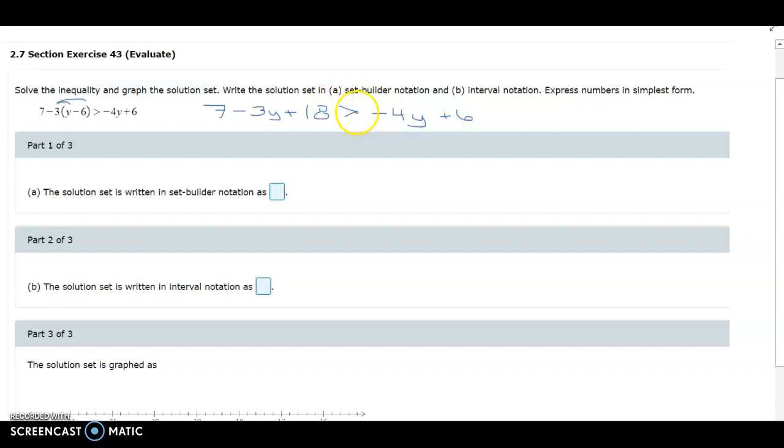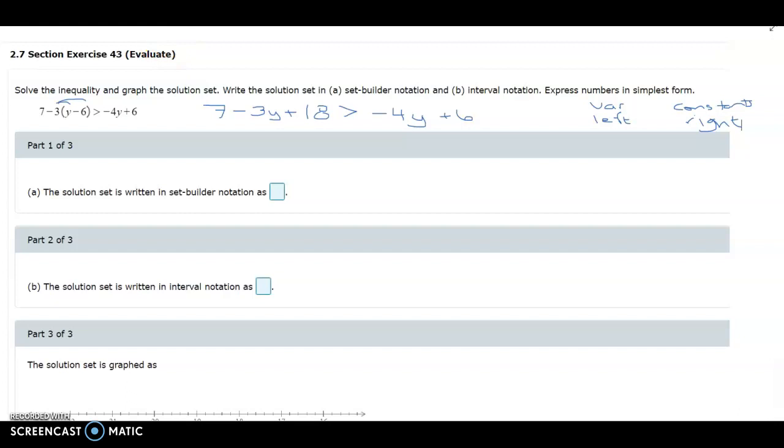Now if this was an equal sign, we could move things however we want. Because it's an inequality sign, we're going to do variables to the left, and we're going to do constants to the right. Okay.